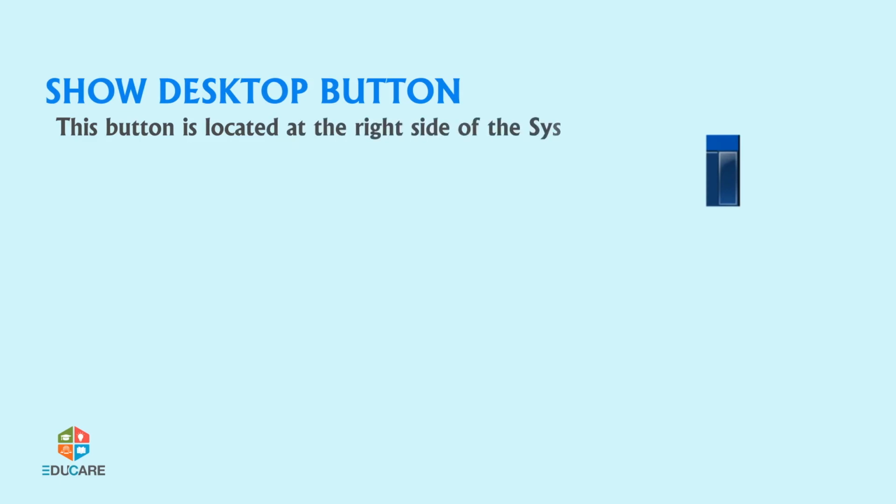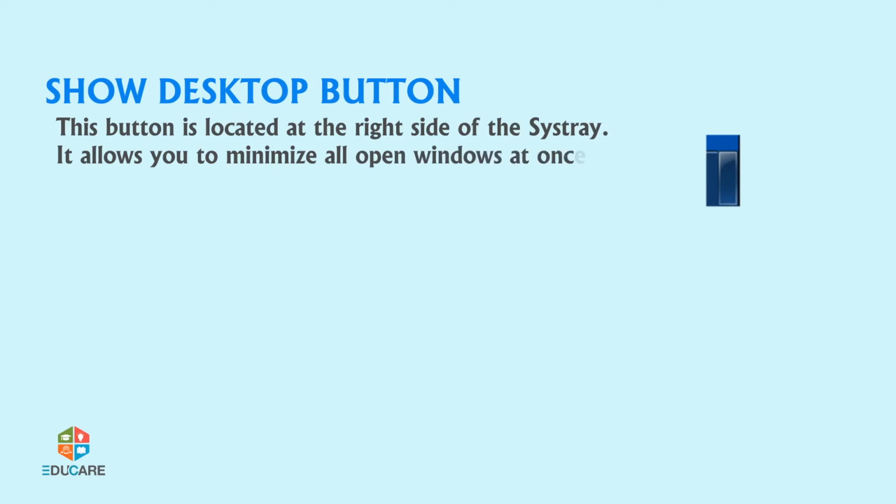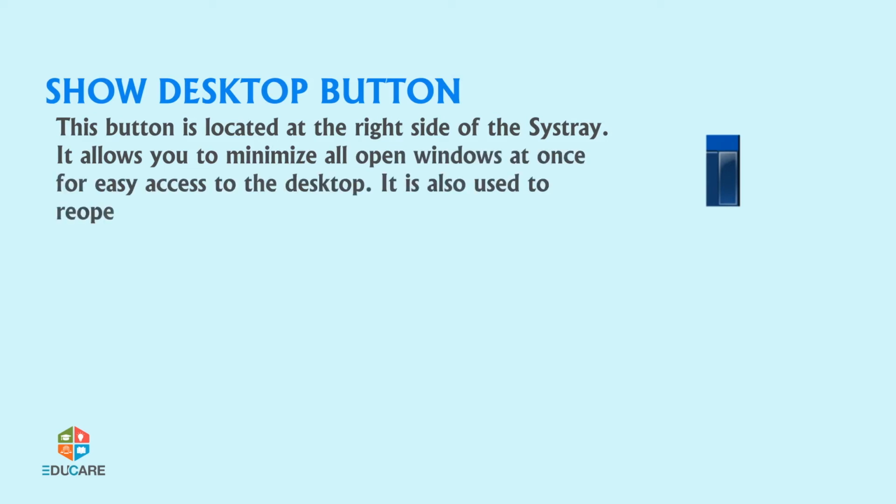Show Desktop button. This button is located at the right side of the sys tray. It allows you to minimize all open windows at once for easy access to the desktop. It is also used to reopen all previously minimized windows.